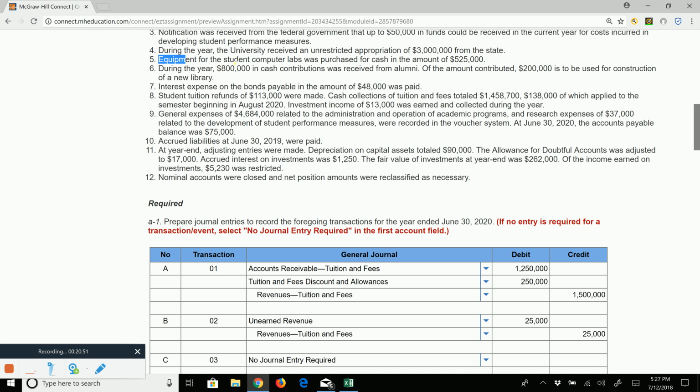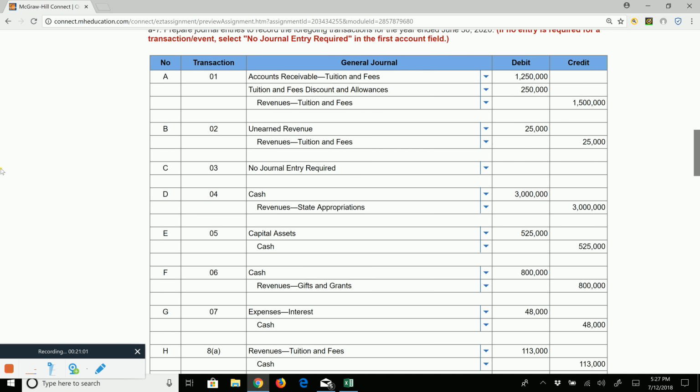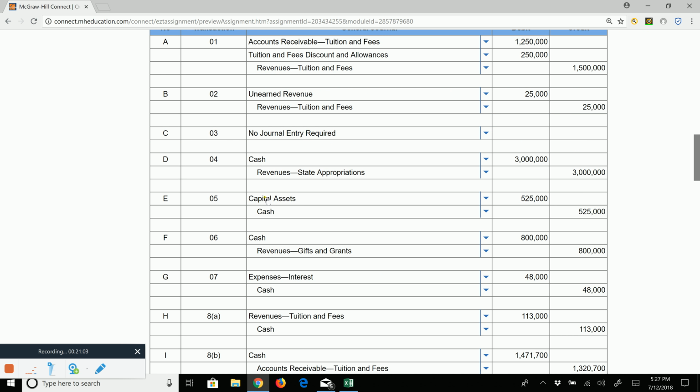Number 5, equipment for the student computer lab was purchased for cash, $525,000. Debit equipment, capital assets, credit cash, very simple. And we will depreciate that over its useful life.